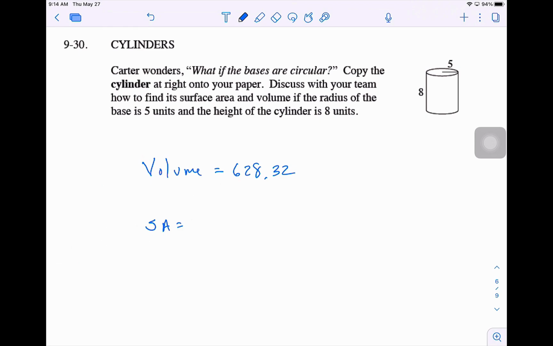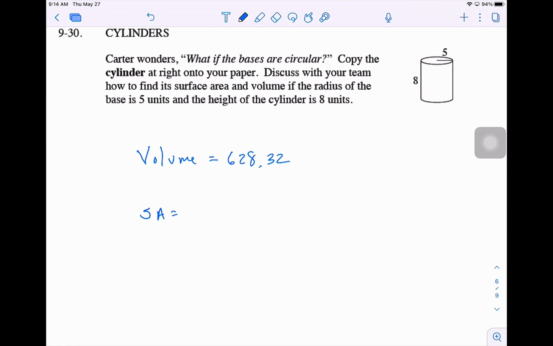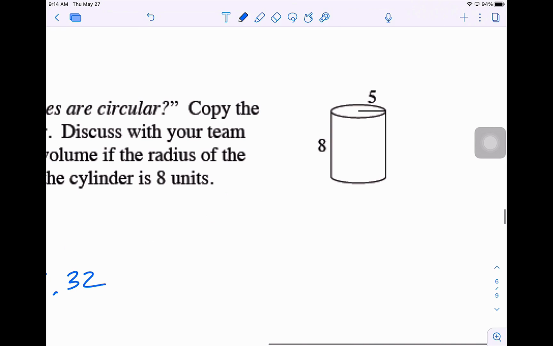Aubrey, can you enlighten us, please? What'd you do to find the surface area of this cylinder? I found the circumference of the circle and then I multiplied it by 8 and then I added the two bases. Okay. If you think about what makes a cylinder, that's the idea. We have to find the area of all the pieces.